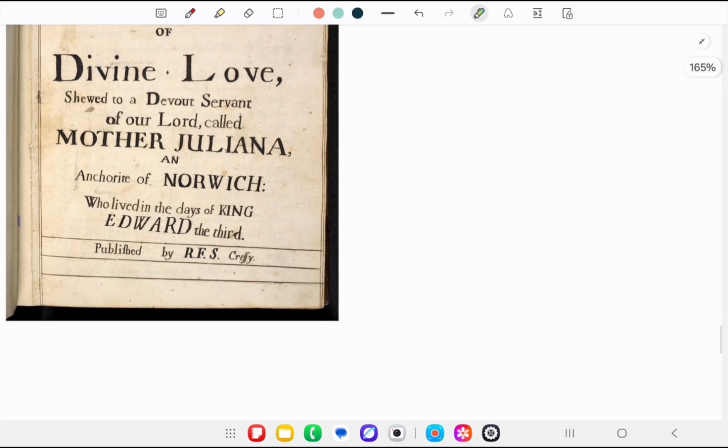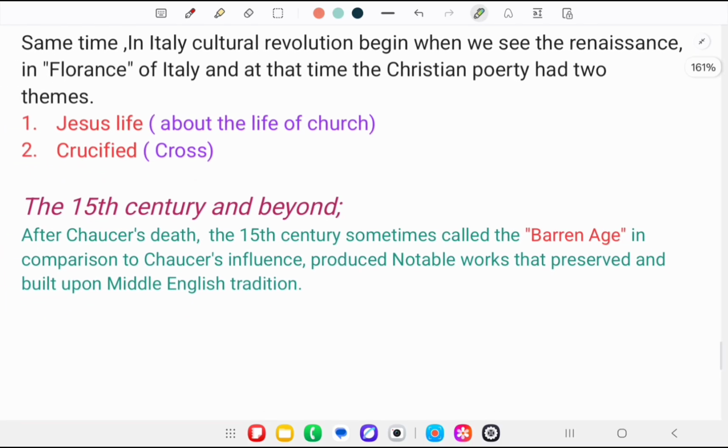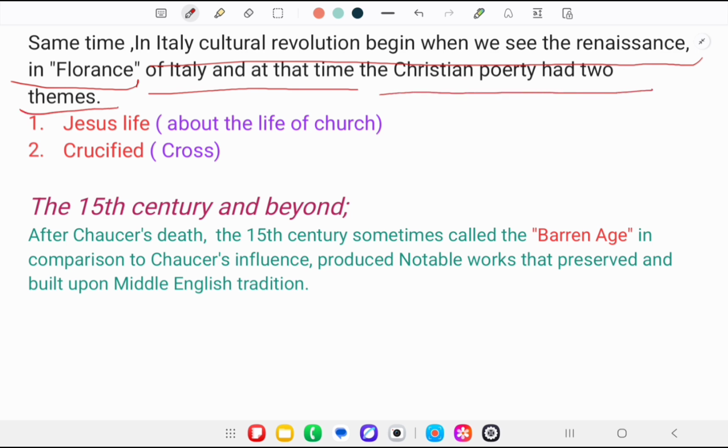And one more important fact about the metaphysical period: at that same time in Italy, a cultural revolution began when we see the Renaissance in Florence, Italy. At that time the Christian poetry had two themes: Jesus' life, which means the life of the church, and crucified, which means the cross.